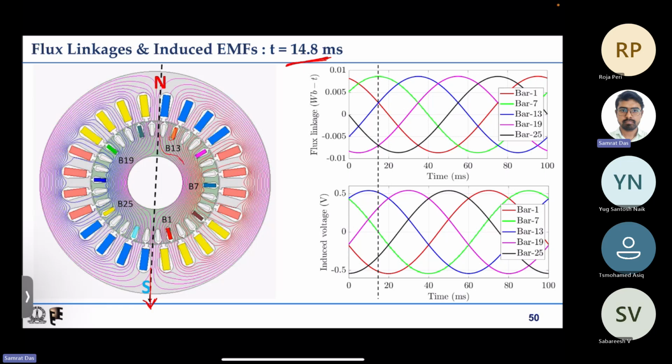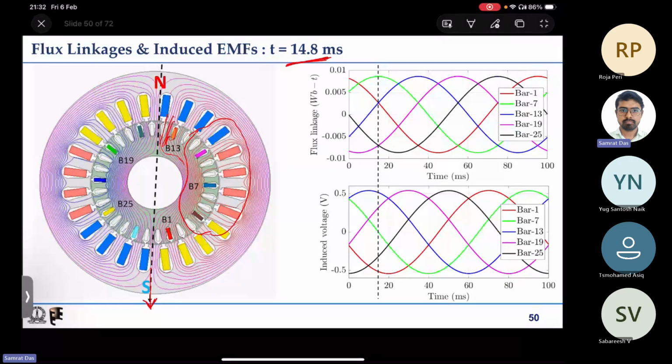So there are actually a lot of flux lines which are enclosing this B13, but this flux line, for an example, is not enclosing B13. So you have some flux lines like this which are enclosing B13, and you can look at the direction also. If flux line direction is like this, that means here it is going like this in the anti-clockwise direction. So B13 is supposed to have positive flux linkage, as you can see here at this instant.